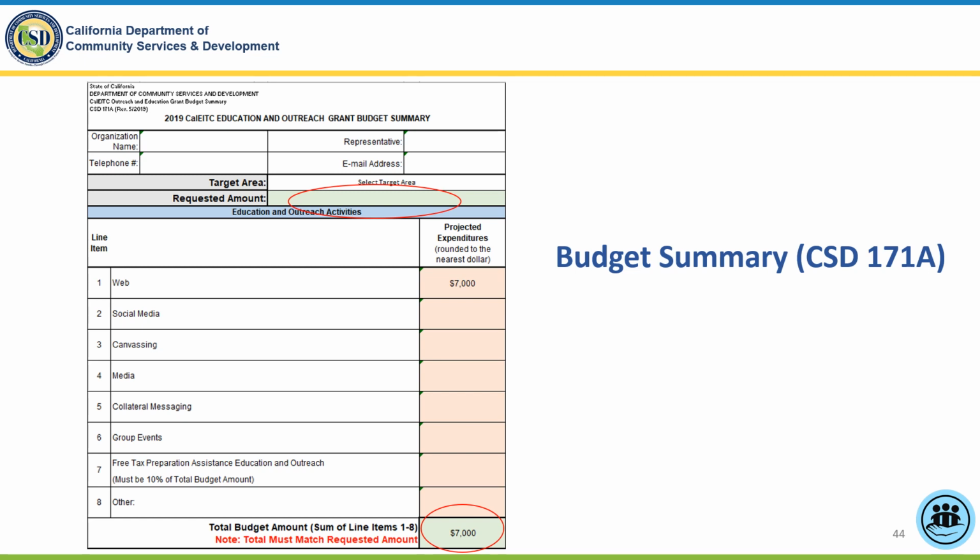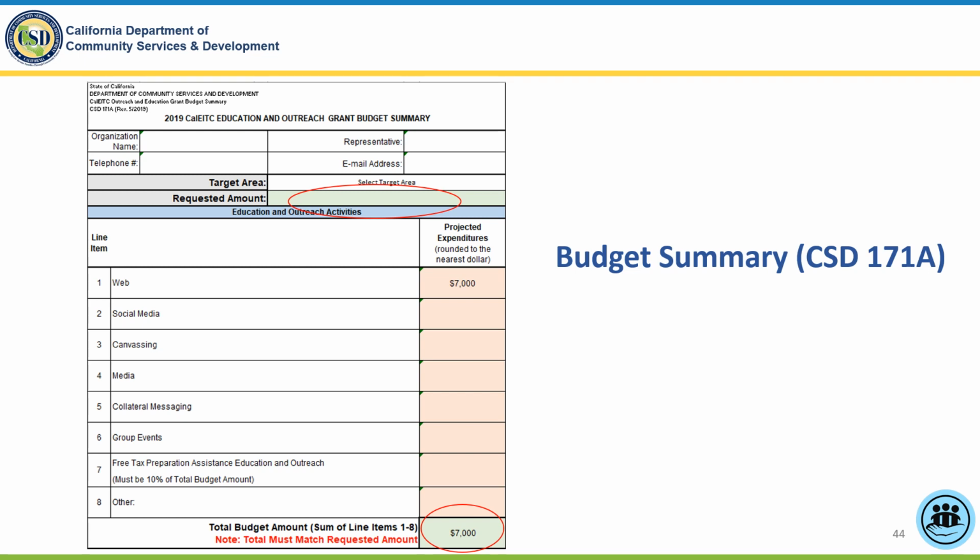The remaining forms we will review, starting with the budget forms, are not scored but are required components of the application package and must be completed and submitted. The purpose of the budget summary form, CSD Form 171A, is to provide CSD with information on an applicant's proposed budget. The total of each budgeted activity should be included on the budget summary for each applicable line item fully supported on the budget detail page.